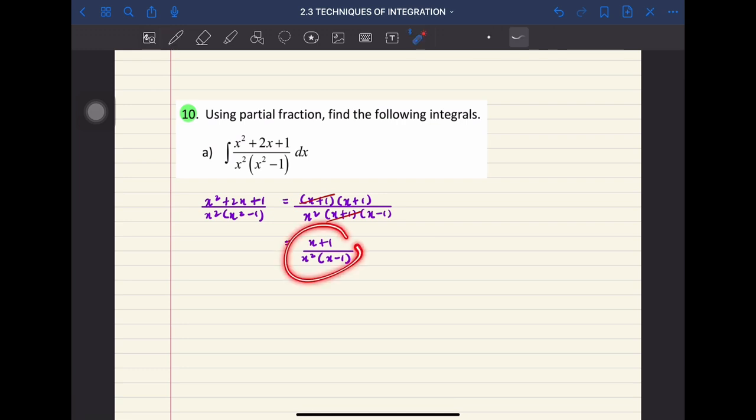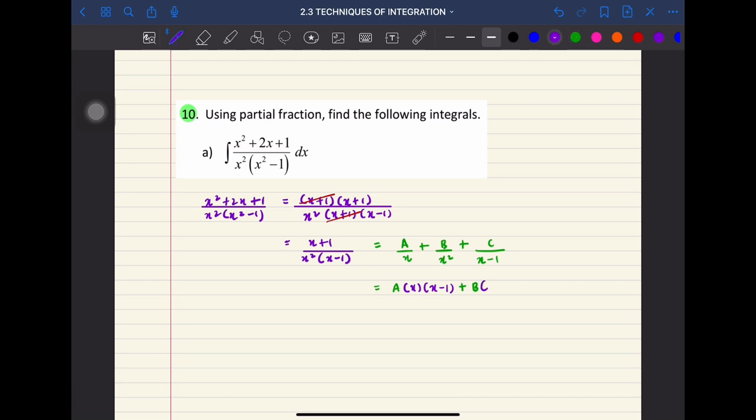Okay, so now for this type of function, we need to decompose it because we cannot directly integrate this one. Notice that we have repeated linear factors over here, and we have another linear factor. So it will become a over x plus b over x squared plus c over x minus 1. Next we equate the denominators, making sure everything has the same denominator. So for a, we multiply with x and x minus 1. For b, we multiply with x minus 1. And for c, we multiply with x squared.